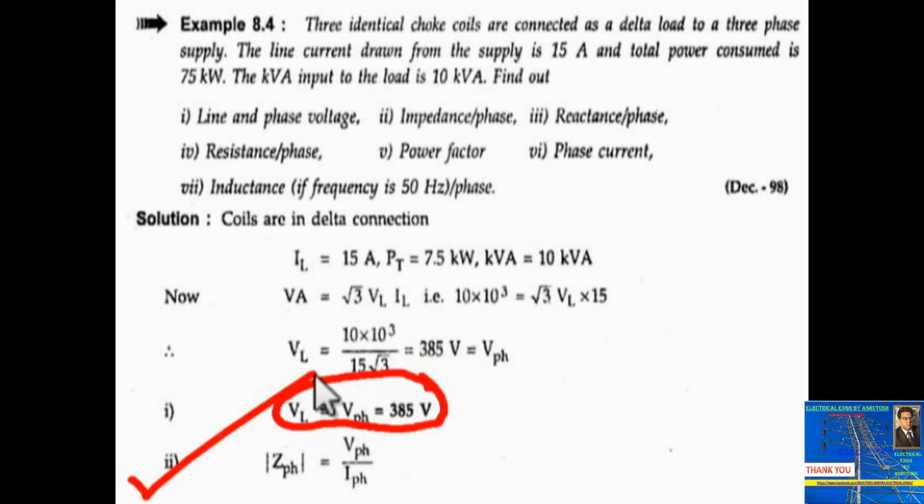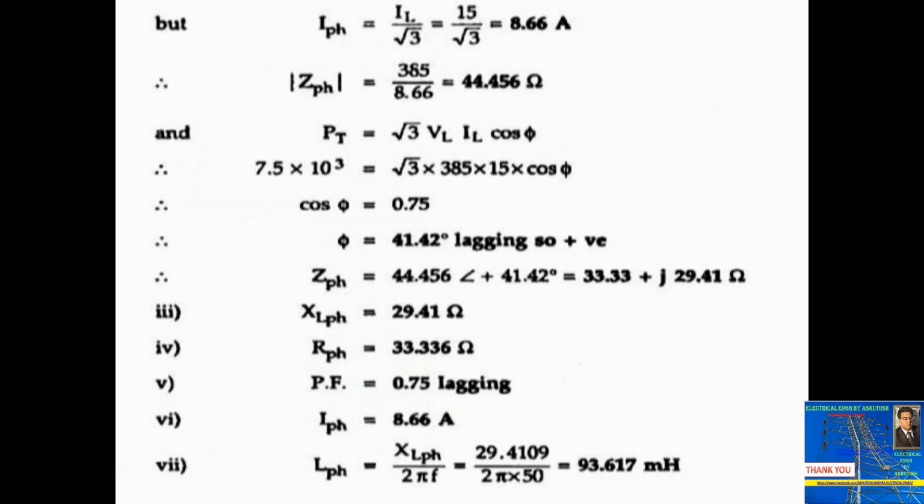Then you can find ZPH is equal to VPH by IPH. You can find the value of IPH: in a delta circuit, the formula for IPH is IL by root 3, which is 15 by root 3, equal to 8.66 ampere. Now you can find the value of ZPH, that is VPH by IPH, equal to 44.456 ohm.